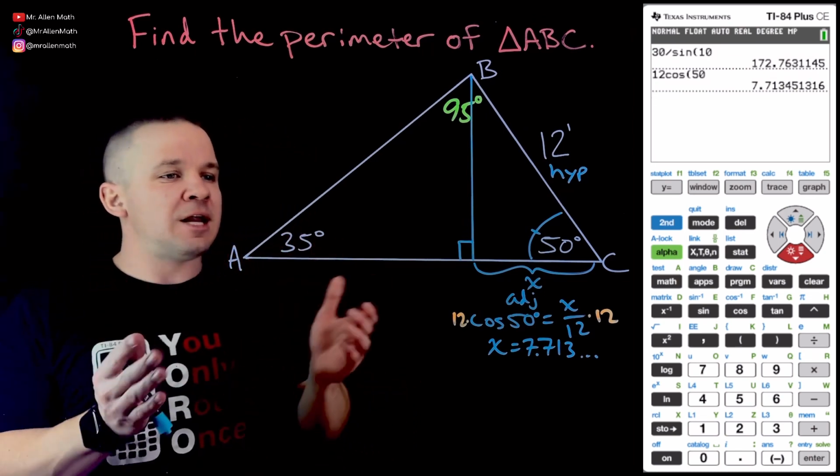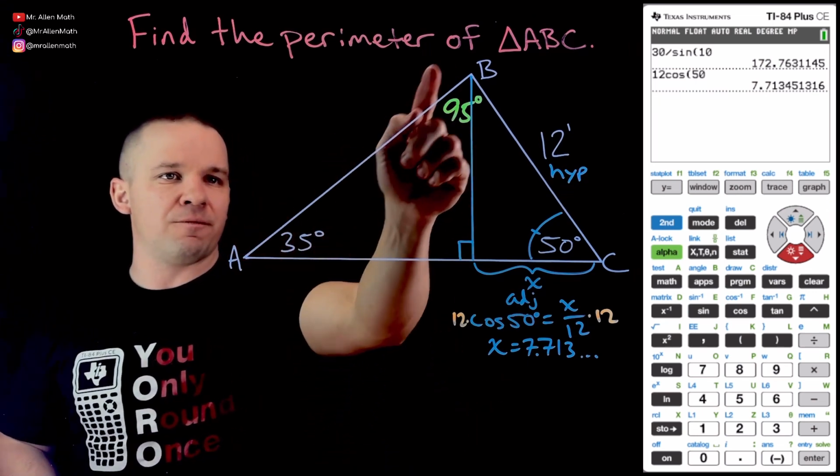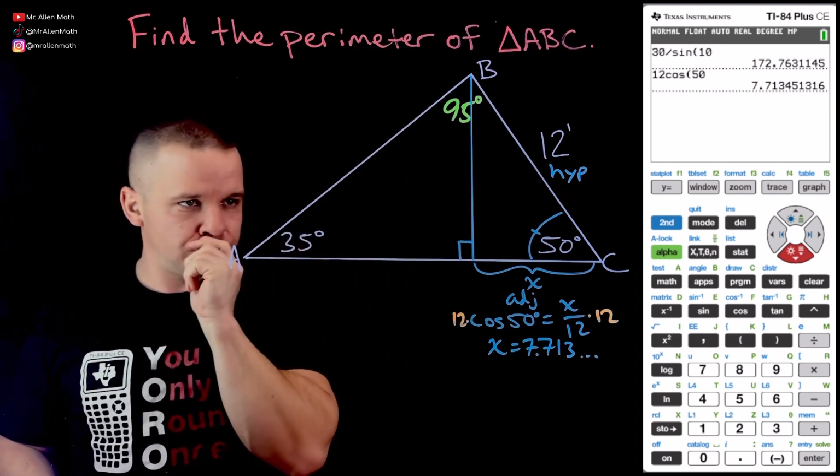All right, next part. So I've got this side here, but now I'm kind of stuck because I can't get anything from this side or that side that's part of this right triangle over here.